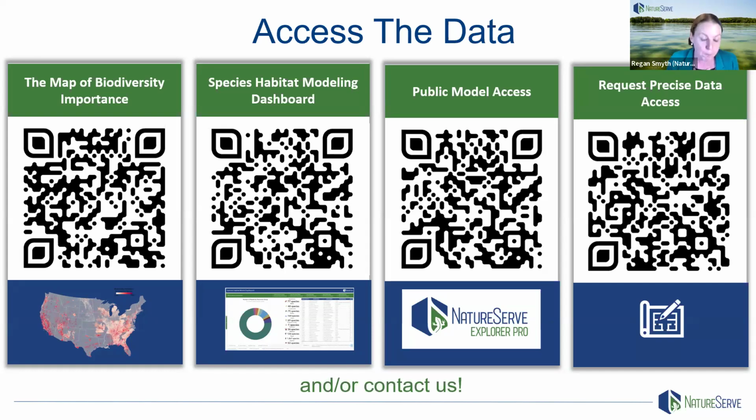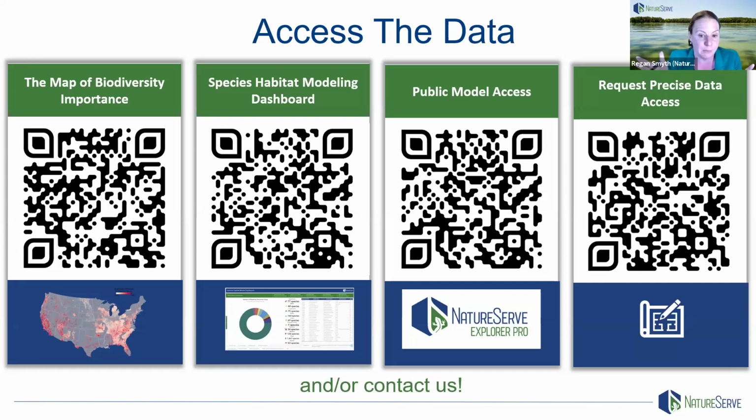The dashboard will let you know what we have available. To see the models themselves, as well as the other NatureServe network data on species occurrences, NatureServe Explorer Pro is really the tool that allows that. As Max walked through, Explorer Pro works in two ways. It provides public access to our data at a resolution that our network data providers have set that they're comfortable with. And then Pro can also provide licensed access to that more precise data for those who need that.